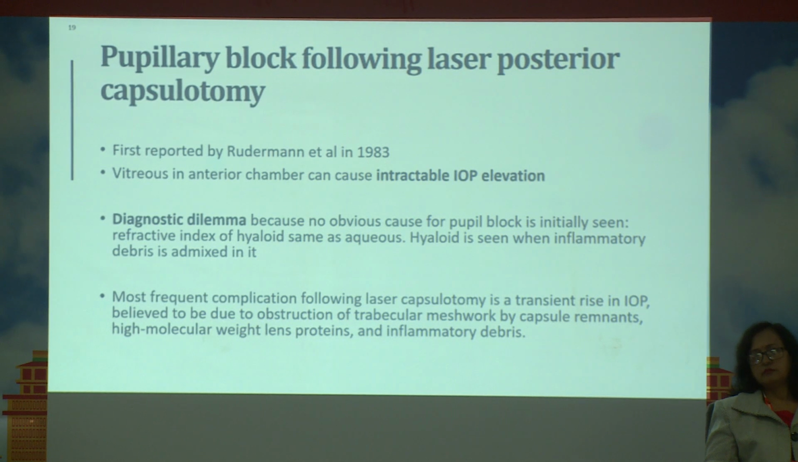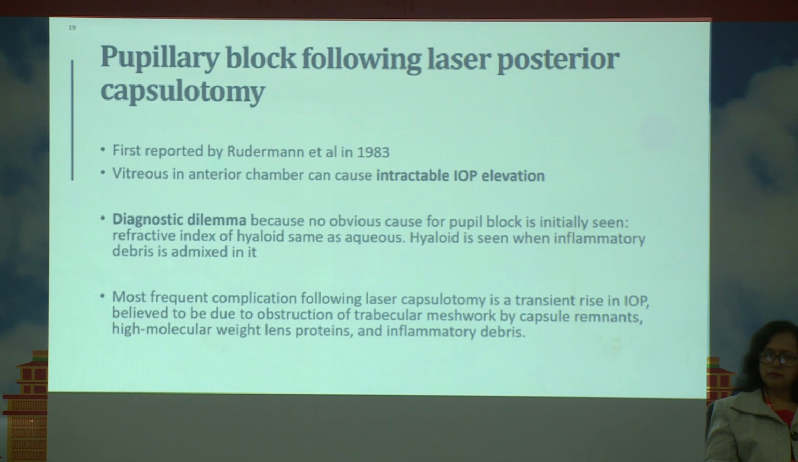So, pupillary block following laser posterior YAG capsulotomy was first reported by Rudderman et al. in 1983. The vitreous comes into the anterior chamber and causes an intractable IOP elevation. It's a diagnostic dilemma because the refractive index of aqueous as well as hyaloid is the same.